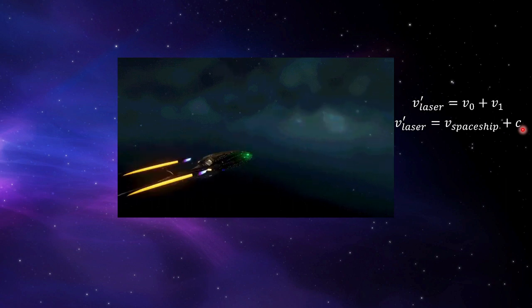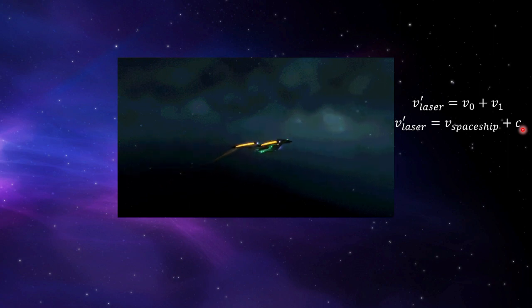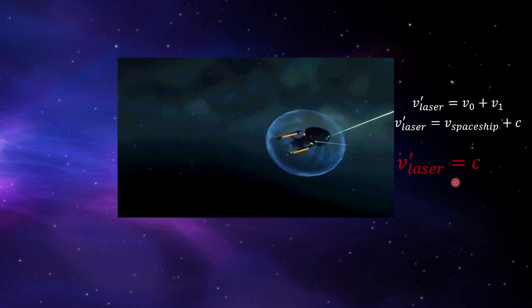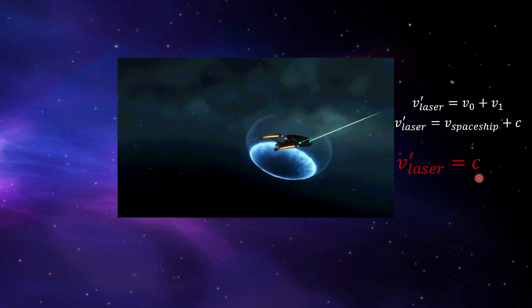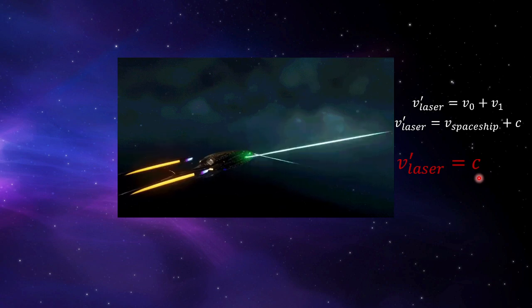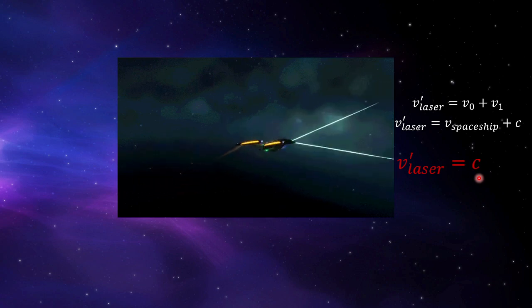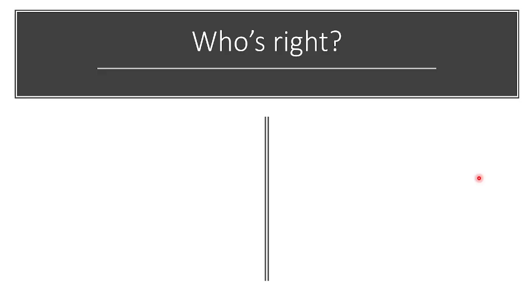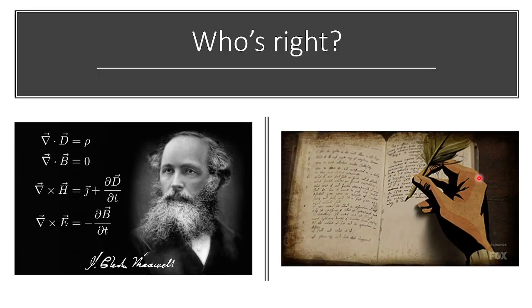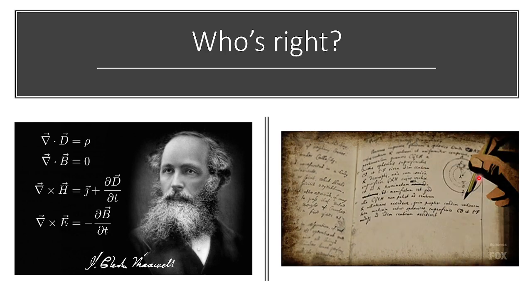This is what Galilean velocity addition taught us. But for Maxwell's equations, it is not so. The velocity of the laser should also be c, since, as we derived from the previous slide, the speed of an electromagnetic wave in a vacuum is equal to c regardless of the motion of the source. So, who's right? Is it James Clerk Maxwell or Sir Isaac Newton?